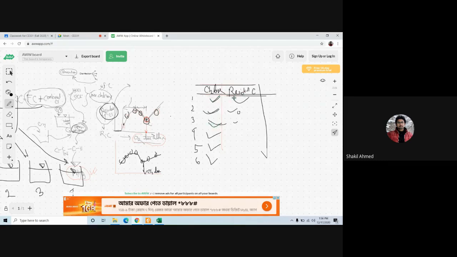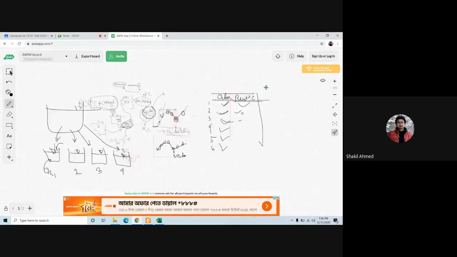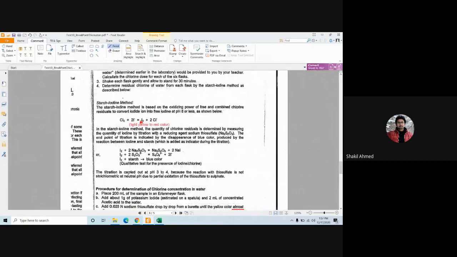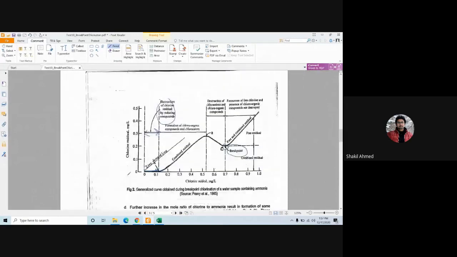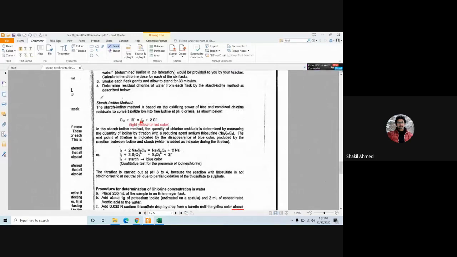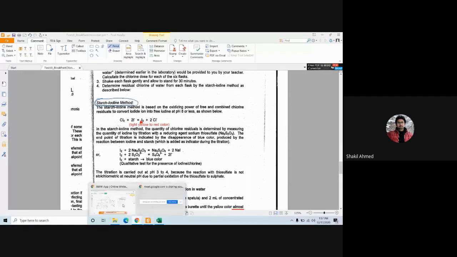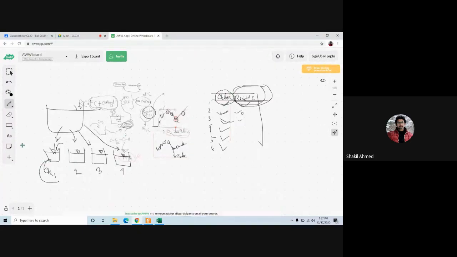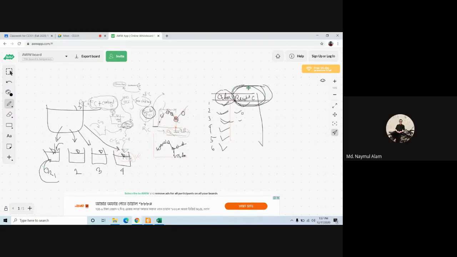And finally, you need to determine the chlorine residual. That's the thing, that we need to determine the residual chlorine. How to measure the residual chlorine? We will measure it using the starch iodine method. What's our objective here, guys? To calculate the residual chlorine after addition of the chlorine dose. Is it clear?